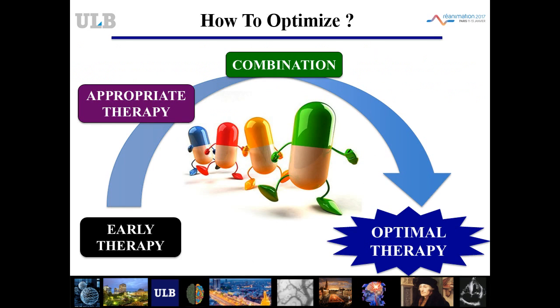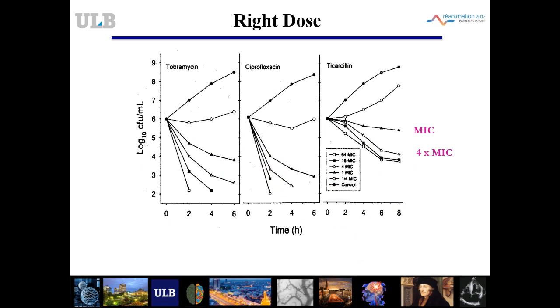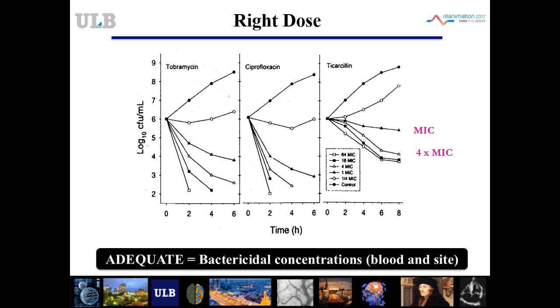Now, if you give early, appropriate, combination therapy, there might still be some therapeutic failure. And this is the concept that I like: if you want to optimize drug therapy, you need to give the right dose. Now, right dose, which means adequate therapy, in terms of pure microbiological data, means a dose that is able to produce adequate concentration to kill the bacteria. This is what you observe in this kind of in vitro experimental data: increasing concentration, increasing bactericidal activity.